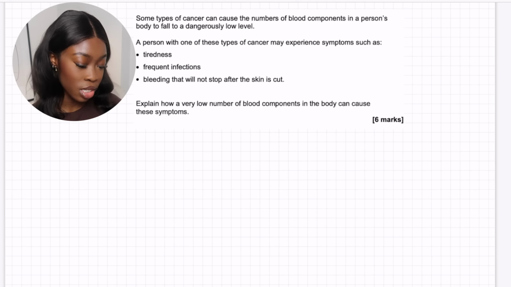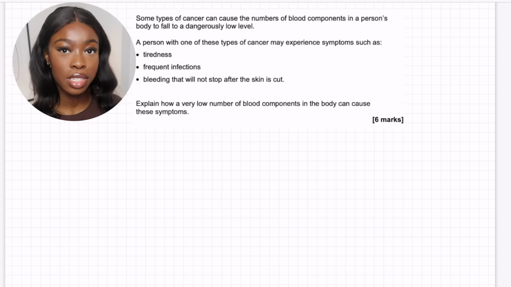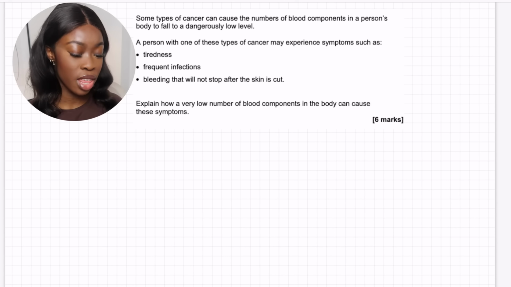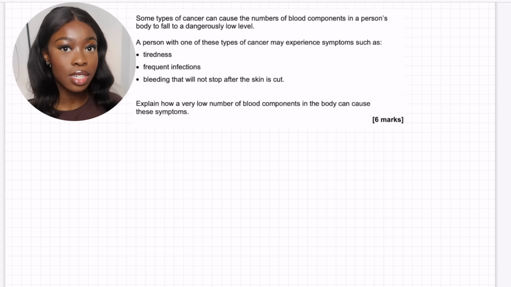Now let's go into a 6-mark question. At first glance, this question seems like it's about cancer. In biology, there's not really a huge cancer topic, so you might think, how would I even know this? This is just asking something that they haven't taught us. But let's read the question properly.